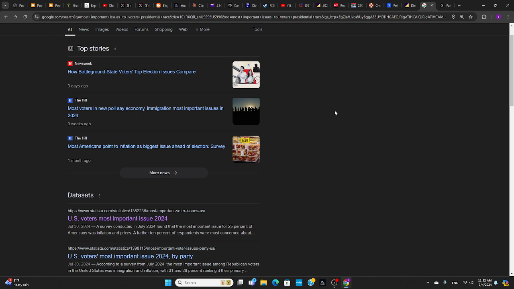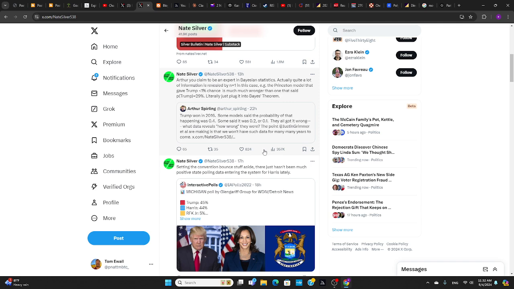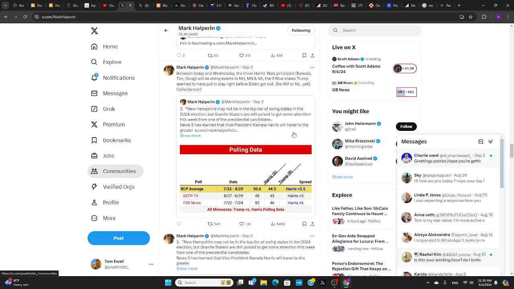And I'm going to mention as a place for information would be Twitter. So on Twitter, I'm going to look at a couple places here. So here's an example of what I'm talking about. It says, between today and Wednesday, Harris and Walz will be in New Hampshire, Minnesota, and Virginia.